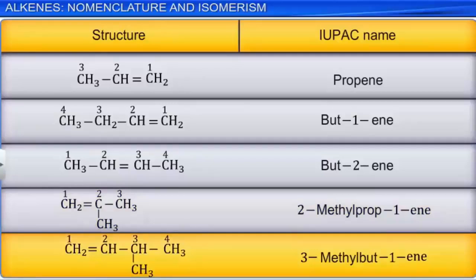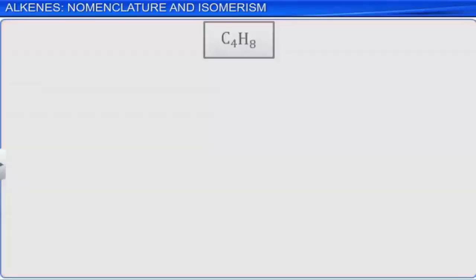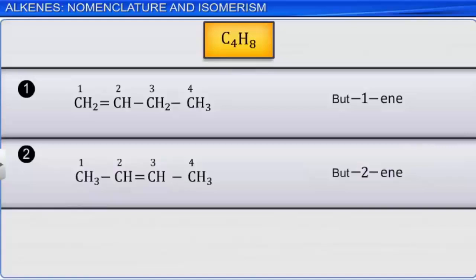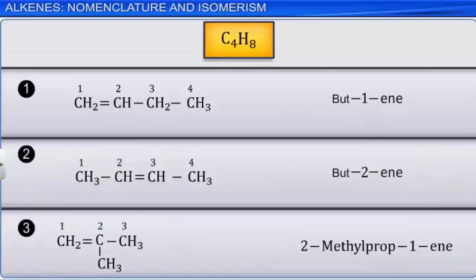In higher alkenes, molecules can be arranged in more than one way. For example, the molecule of alkene with 4 carbon atoms, that is C4H8, can either be arranged as but-1-ene, but-2-ene, or 2-methyl-prop-1-ene. These are called structural isomers.